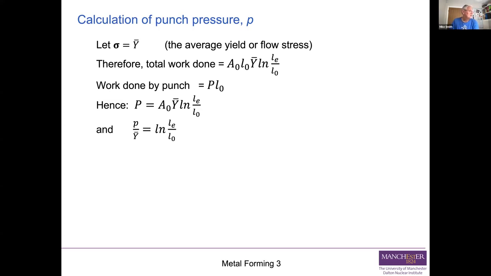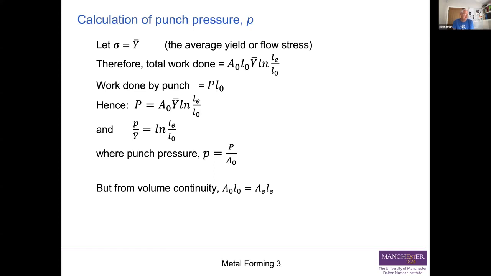And you can also then, by saying that the pressure is P over A naught, rearrange and say that P over A naught, which is the pressure, not the load P, over Y bar, which is the flow stress, is equal to the log of L_E over L naught. And that's another simple rearrangement. So that's our punch pressure, P over A naught.